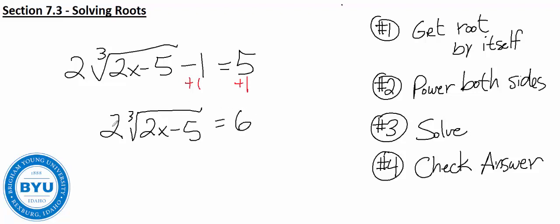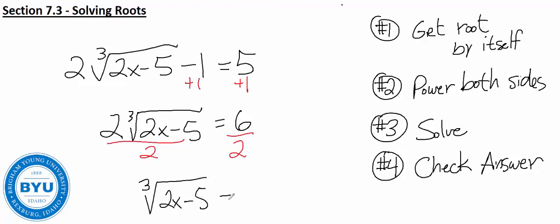It's still not by itself. It's got this times 2. So we're going to need to divide both sides by 2. When I do that, I'm left with the cube root of 2x minus 5 equals 3. Now we've got the root by itself. We're ready to power both sides. Now in the past problems, we've been using a square. We're not going to square both sides because we need to get rid of a cube root. What's the opposite of a cube root?